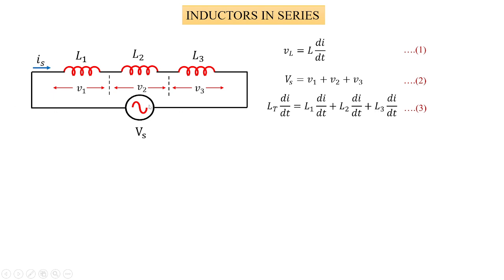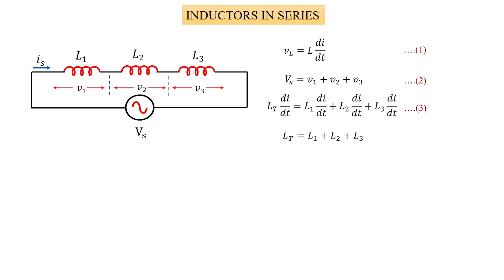Because the current in series remains the same, on the left hand side and the right hand side of equations 2 and 3, the value of the current, that is di by dt, is the same. Hence we get the total inductance value as L1 plus L2 plus L3.